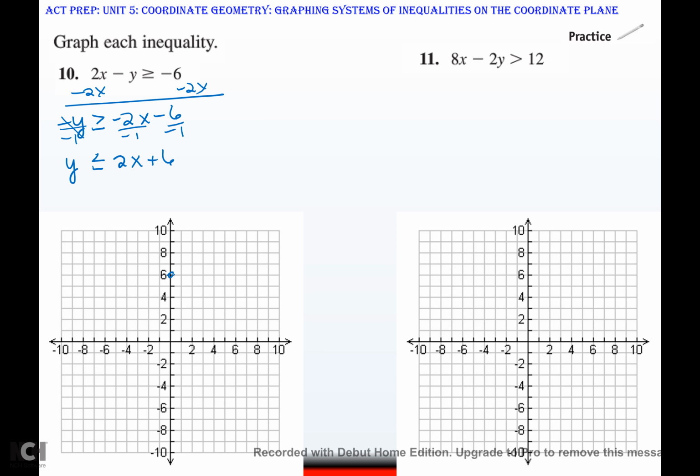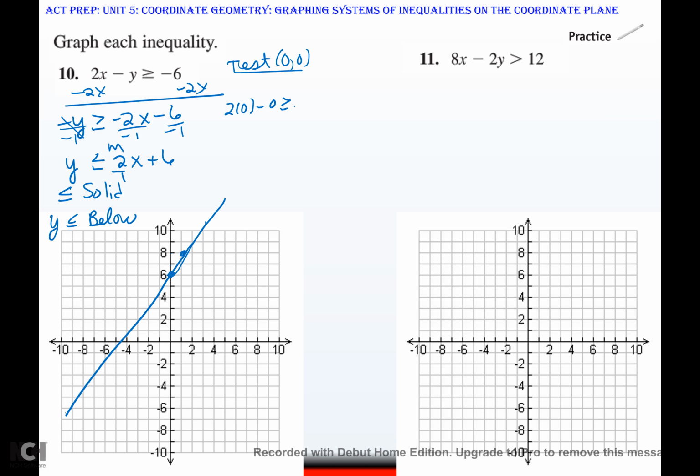So I'm looking for Brad on the 6th floor. Not there, so the monkey says go up 2, right 1. Bar means connect with a solid line. And pointing at y means shade below, but we should test 0, 0. I'd get 2 times 0 minus 0 greater than or equal to negative 6. Is 0 greater than or equal to a negative? No, that's false. So wherever 0, 0 is, I'm not.